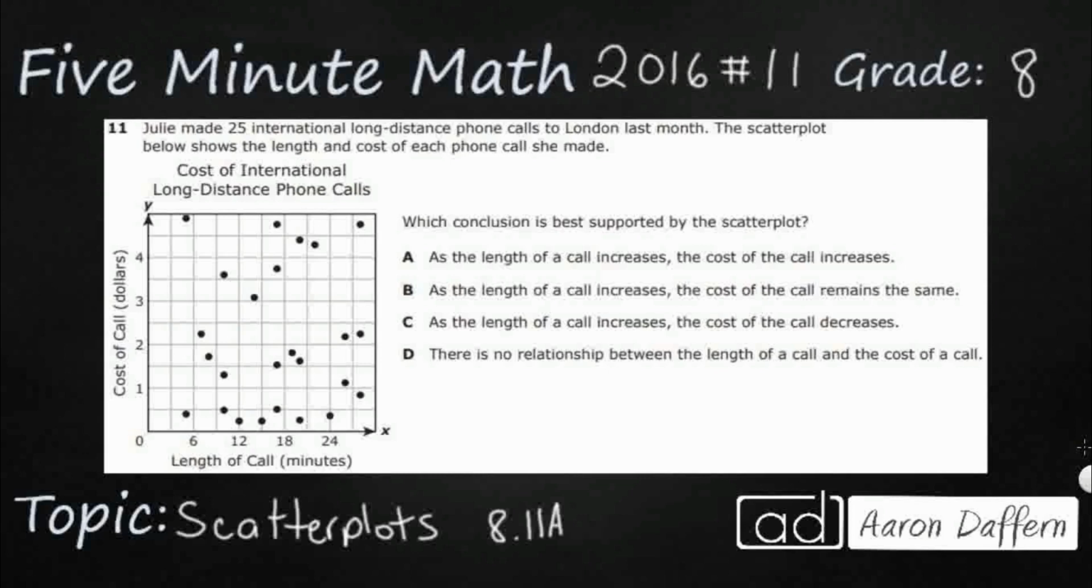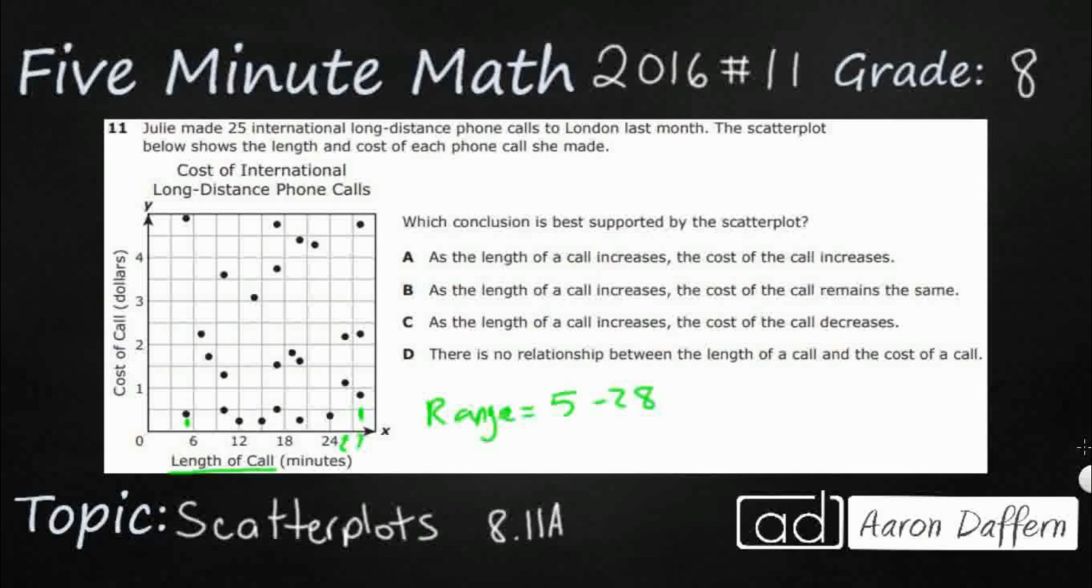So we've got Julie. She's making 25 international long-distance phone calls to London last month. The scatter plot below shows the length and cost of each phone call. All right, so our x-axis is how long the call is. Looks like our shortest is a hair under 5 minutes, maybe 5 minutes. And looks like we're scaling by 3, so that's going to be 27. Looks like maybe 28. So our range here is going to look anywhere from 5 to 28.